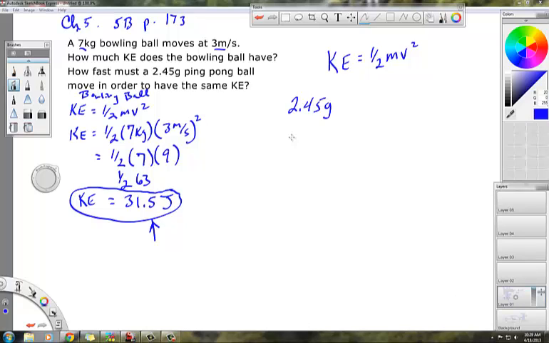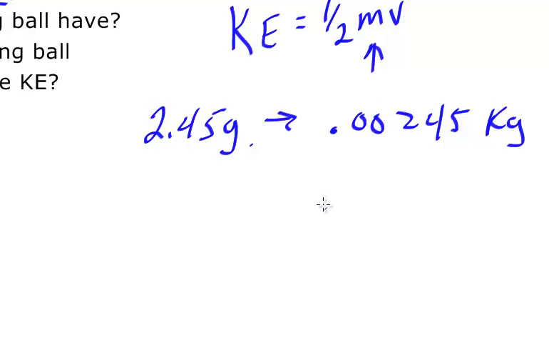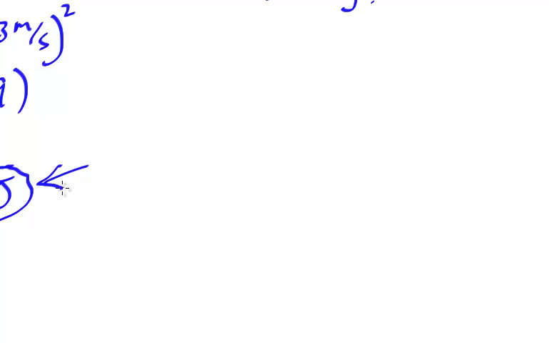We're back now. Hopefully you had a chance to figure that out. But the first step in this is to convert this ping pong ball gram weight to kilograms. And we would, of course, divide this by 1,000. And it would become 0.00245 kilograms. And that's going to be our mass in this problem. The kinetic energy, of course, is this.